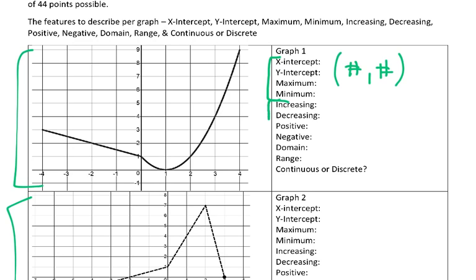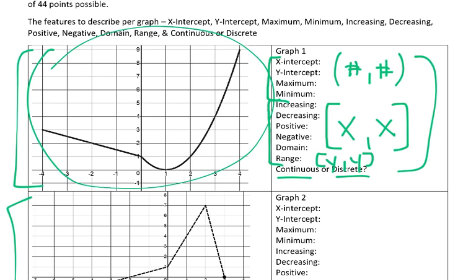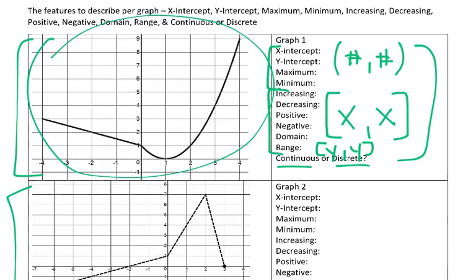The increasing, decreasing, positive, negative, domain, and range should be written as intervals. Okay? With the brackets, and you do usually one x value to one x value. In the case of the range, the y value to the y value. And then you just tell me whether it's continuous or discrete. Okay, so you look at these functions, and you're going to give me all this information. Now, there are cases where some won't have 1 or 2 of these, but for the most part, you should be able to get them all.